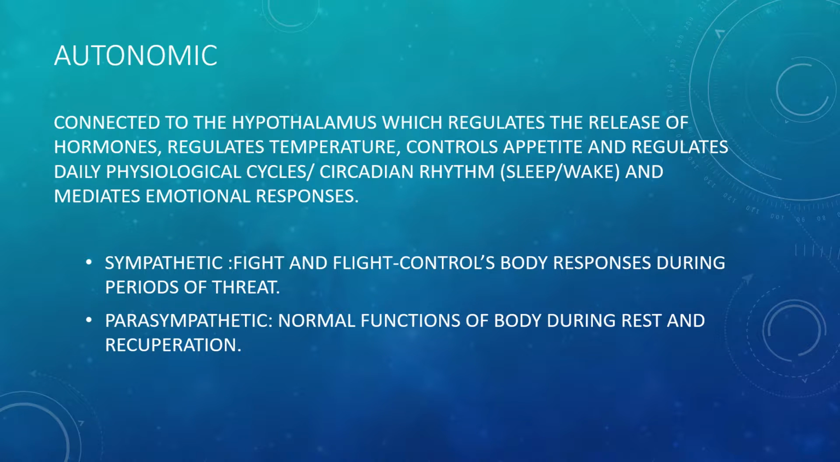And then the other part of the PNS is the autonomic nervous system, which I think we're all pretty familiar with. And it is intimately connected to the hypothalamus, which regulates the release of hormones, regulates temperature, controls appetite, and regulates your circadian rhythms. So it also mediates emotional responses. So if you have a child, and it happens often, where their sleep-wake pattern is off, and they might have intense emotional outbursts, they may have a more sensitive autonomic nervous system.